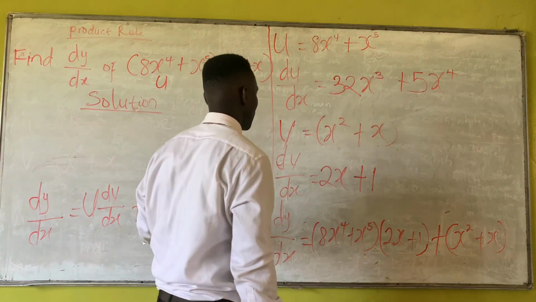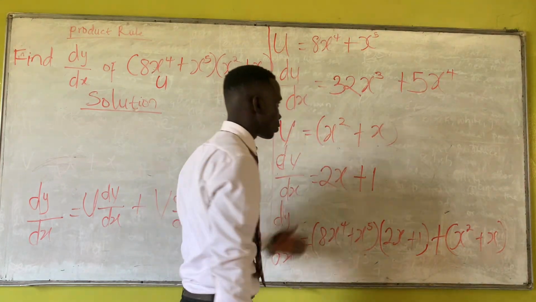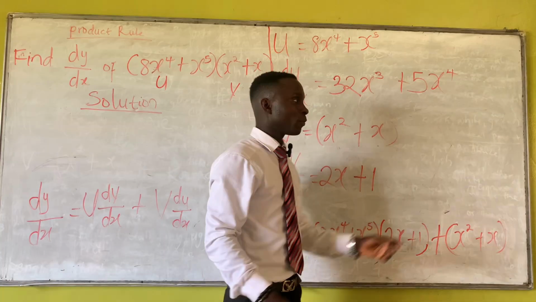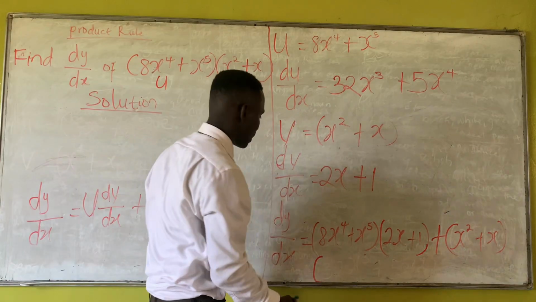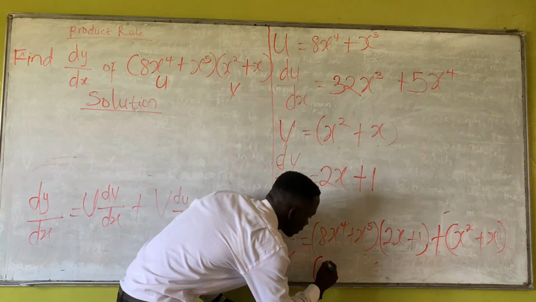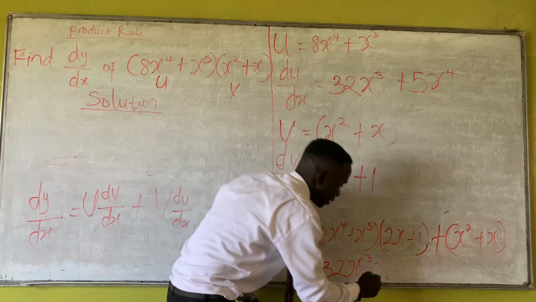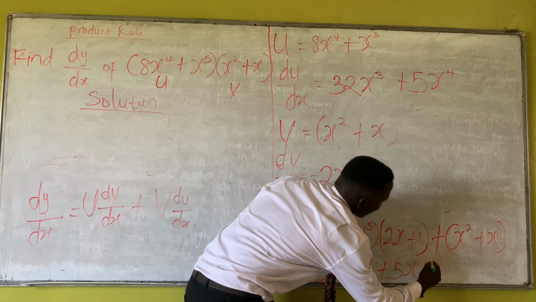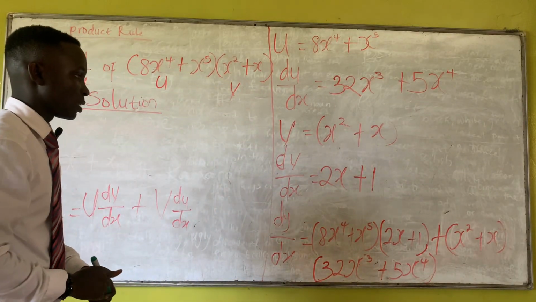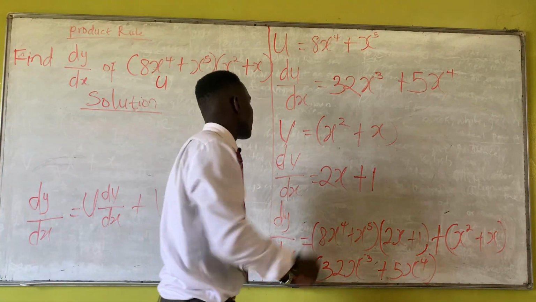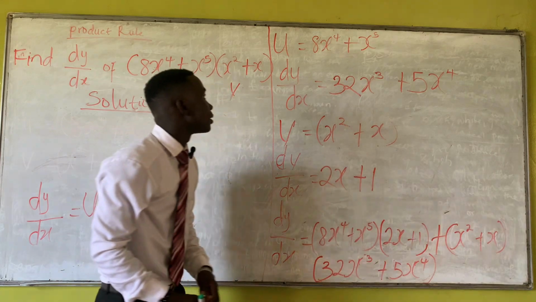So if the v is multiplying this, which is this, it means that our x squared plus x is also multiplying what we have here. So if we do our normal substitution, we are going to have x squared plus x multiplied by du dx, which is this, 32x raised to the power of 3 plus 5x raised to the power of 4. This one here represents our du dx, while this represents our v.